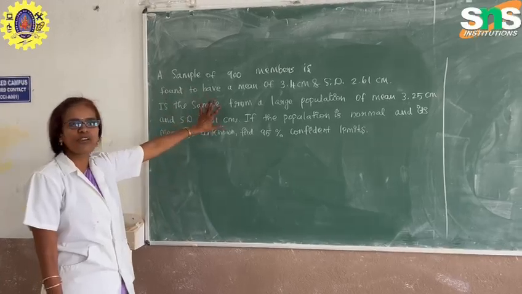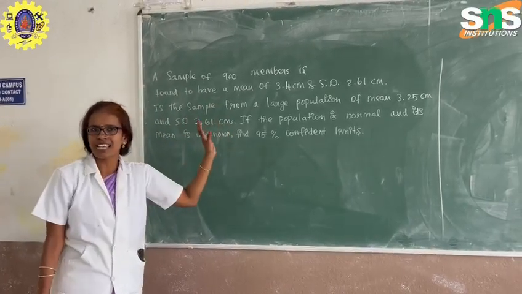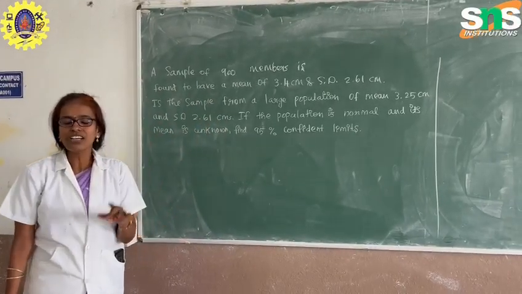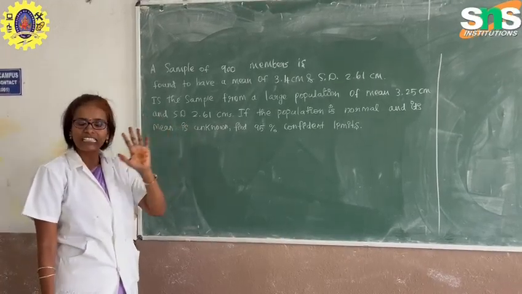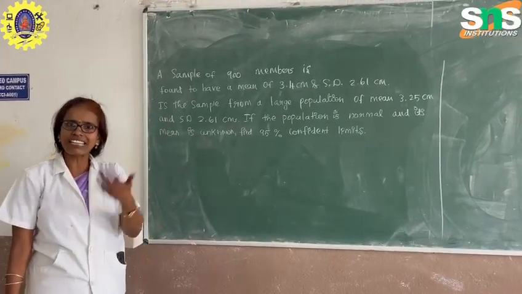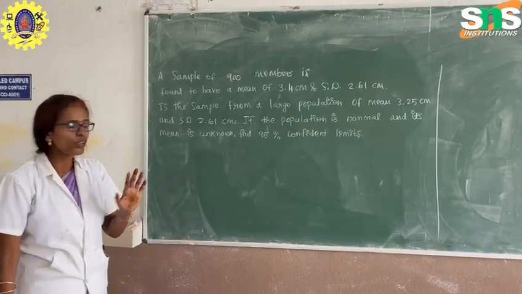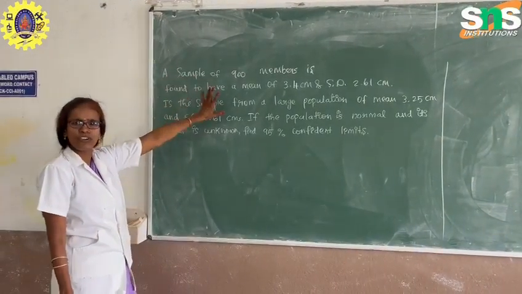In today's class we are going to solve one problem from large sample. First we should check the n value, whether it is less than 30 or greater than or equal to 30. If it is less than 30, it is under small sample. If it is greater than or equal to 30, it is large sample. Now I am going to read the problem.